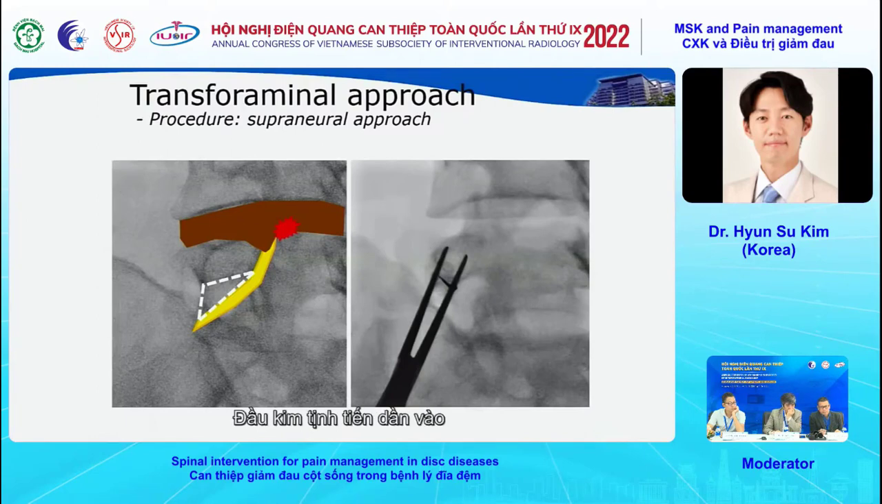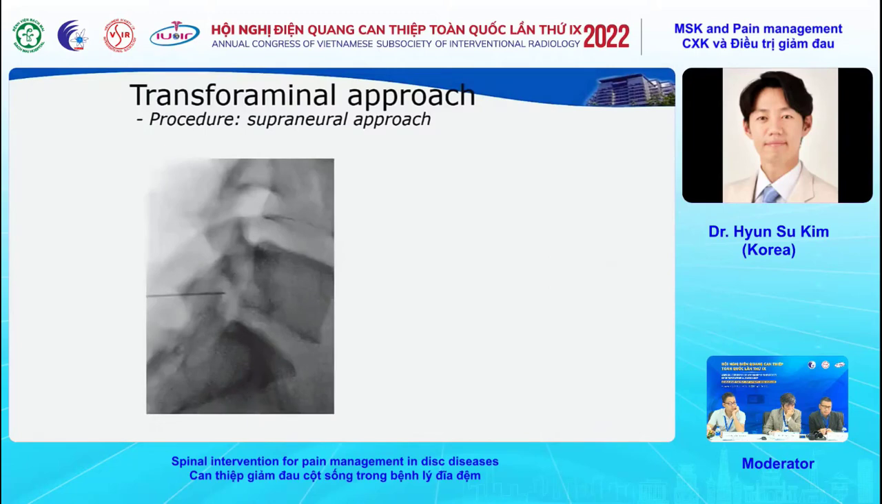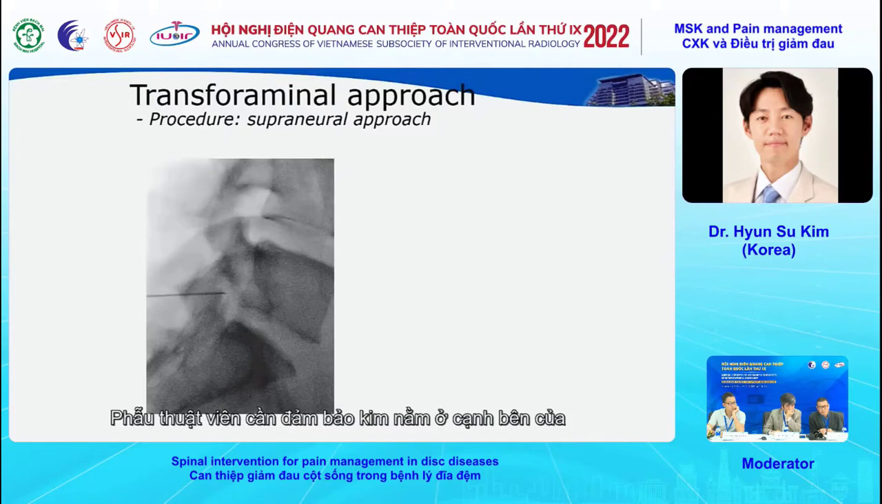We advance the needle targeting the safe triangle in supraneural approach to avoid inadvertent injury of the nerve root. Delivering the agent along the anterior epidural space can be achieved by this approach. When the needle arrives near the neural foramen on the lateral view, you want to make sure the needle has also arrived at the lateral margin of the vertebral body on the AP view.